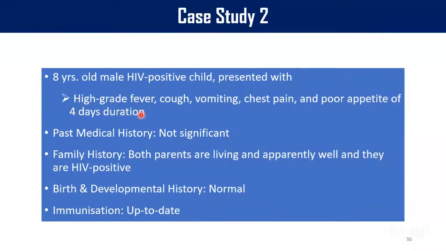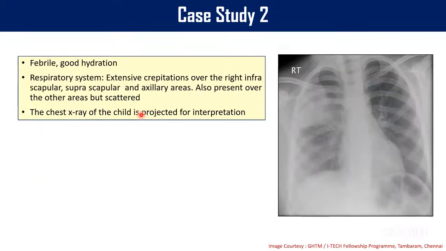In the second case, an 8-year-old male HIV positive child presented with high grade fever, cough, vomiting, chest pain, and poor appetite of 4 days duration. So this is an acute fever, acute pulmonary syndrome. No past medical history. Both parents are living, apparently well. They are HIV positive. They are doing fine. Birth and developmental history is normal. Immunization is up to date. 8-year-old child, remember.